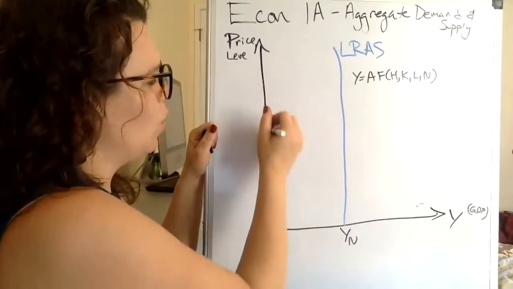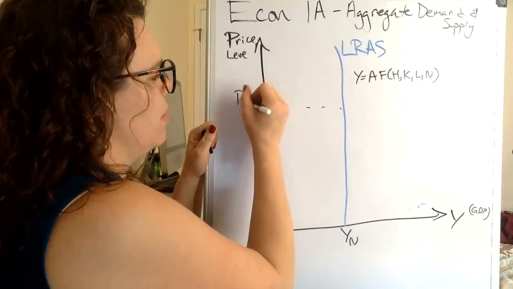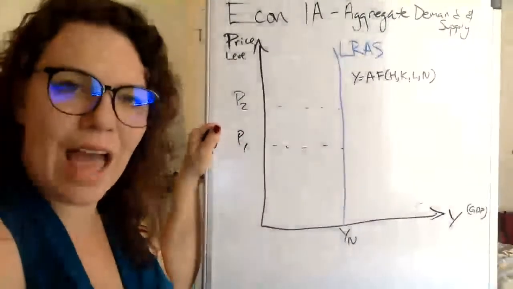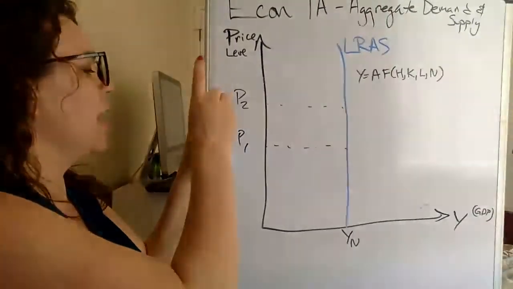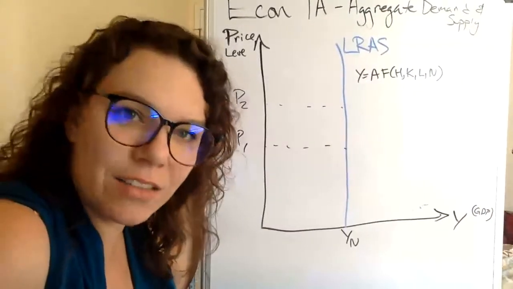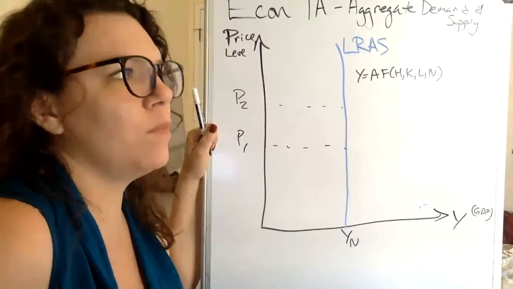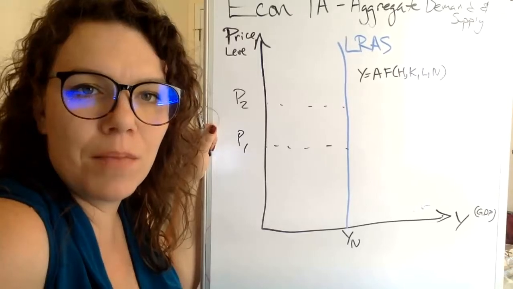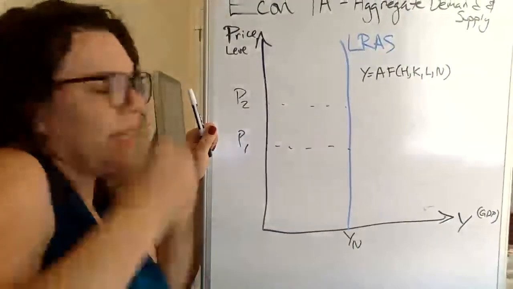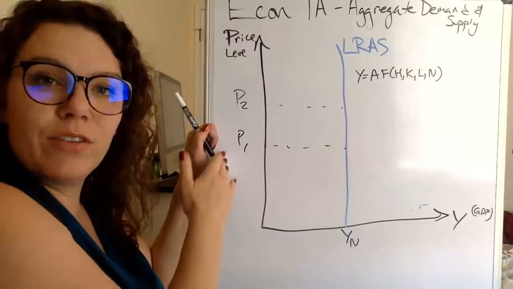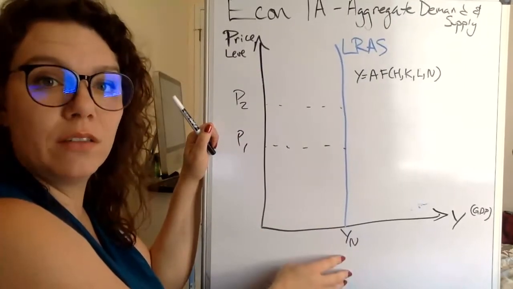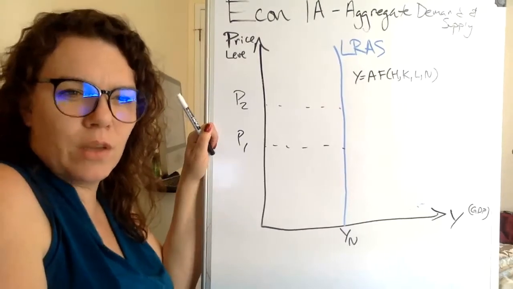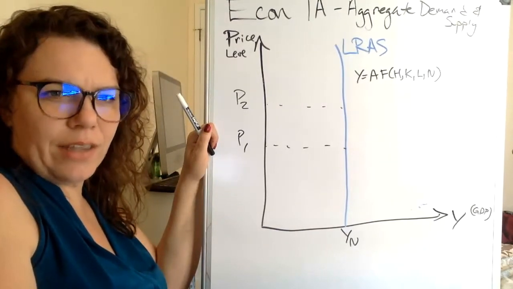So as prices go up and down, let's say this is P2, this is P1, we're not going to see that have an effect on long-run aggregate supply. And that's because of the classical dichotomy, the monetary neutrality that we talked about in the monetary theory chapter, right? This idea that changes in the price level aren't going to affect real GDP. Does that make sense? Hopefully you remember that a little bit. So that's where our long-run aggregate supply is going to come from.